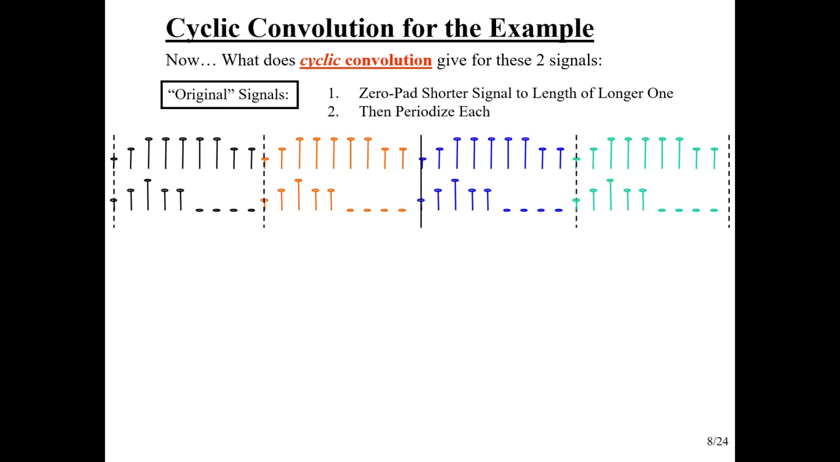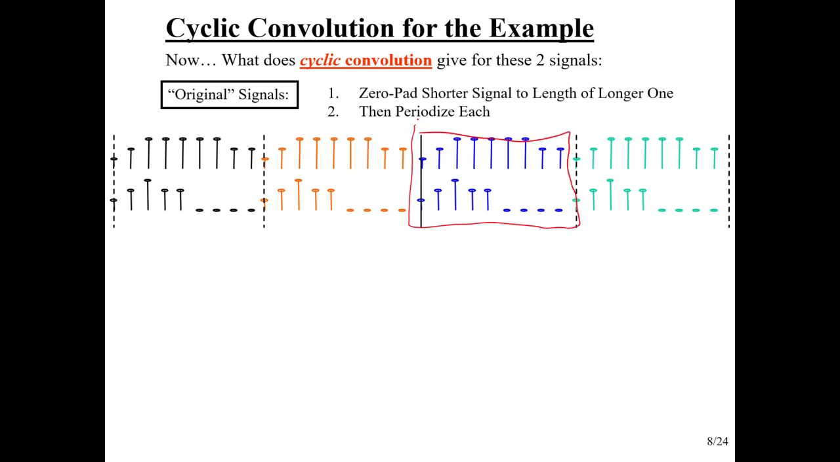So the first step is zero pad the shorter signal to the length of the longer one. So here we're assuming that we do a DFT the size of the larger one. We'll address what happens if we were to zero pad the longer one also out to a longer addition. We'll get there. So we zero pad the shorter signal to the length of the longer one. So that's what we have here.